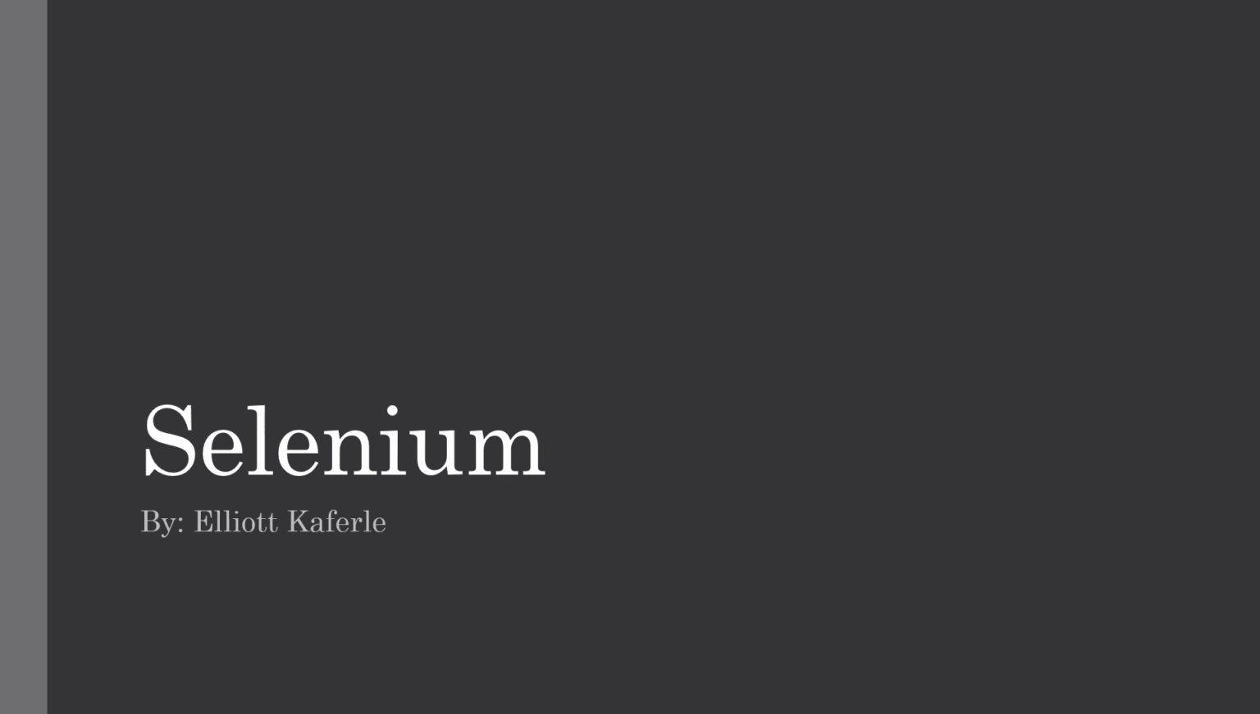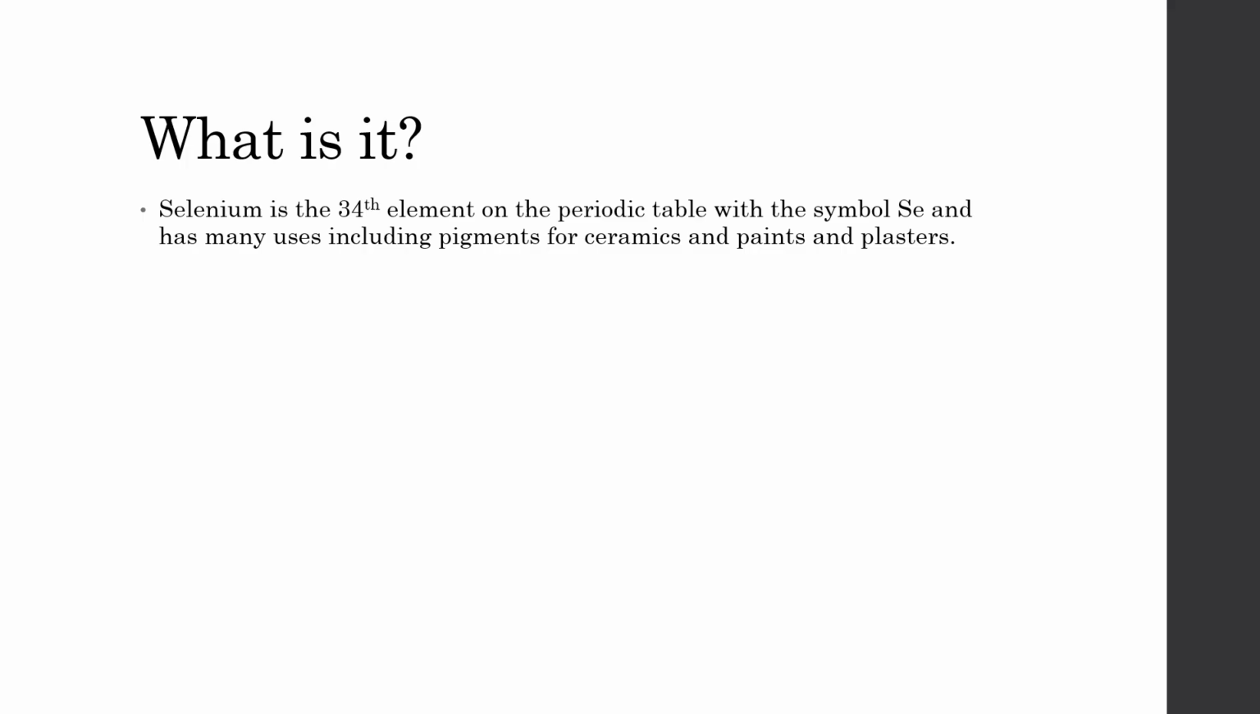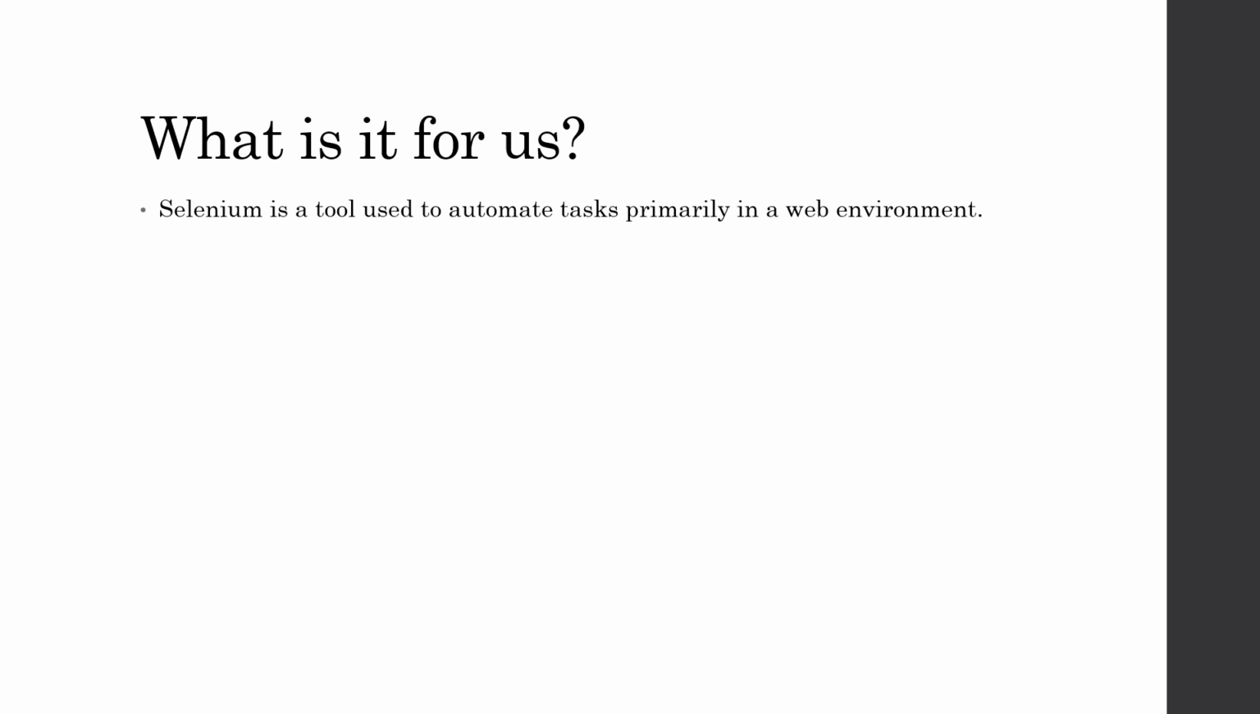So, what is Selenium? Selenium is the 34th element on the periodic table. It has the symbol of Se, and it has many uses, including pigments for ceramics and paints and plasters. But as we know, this is a software engineering class, and that would be silly for us.